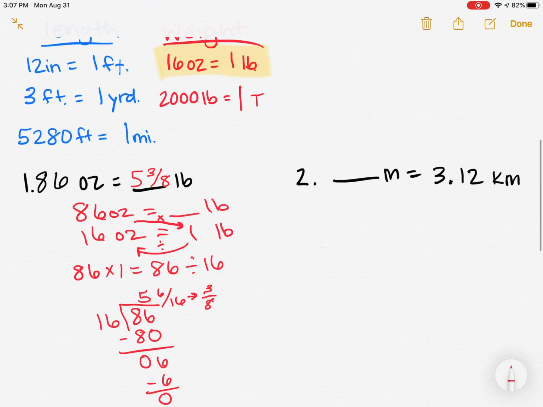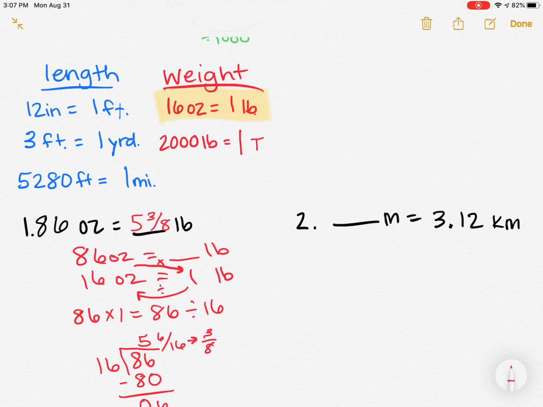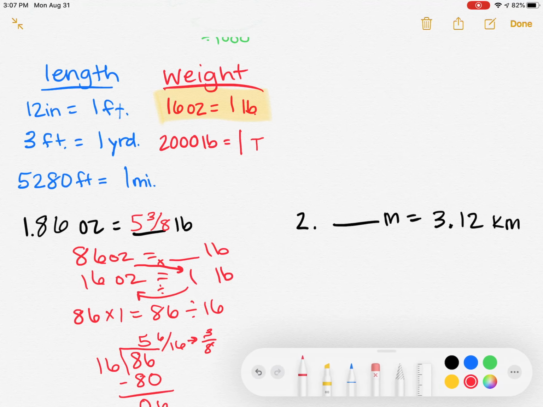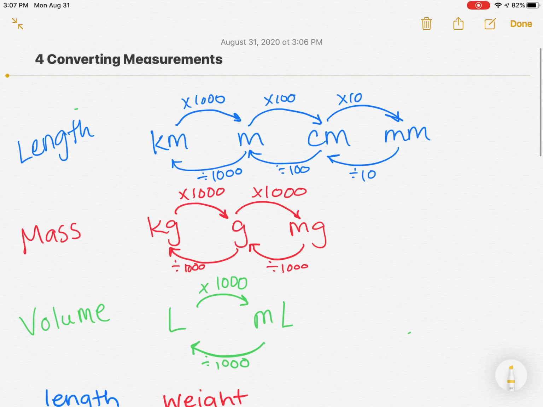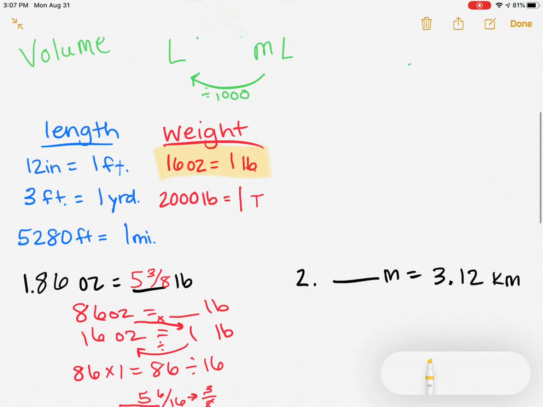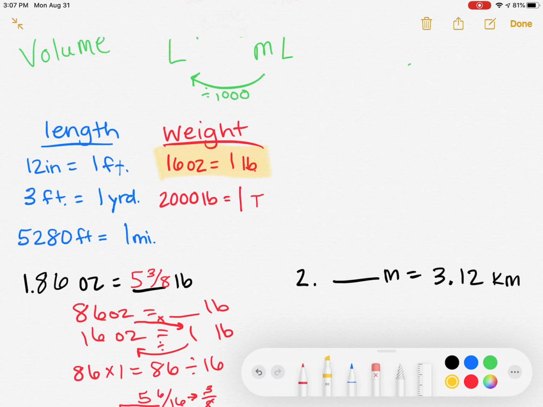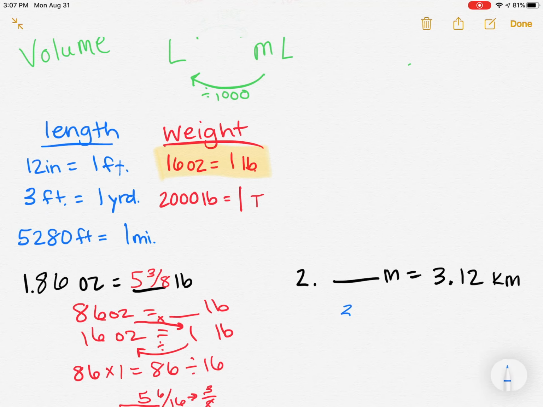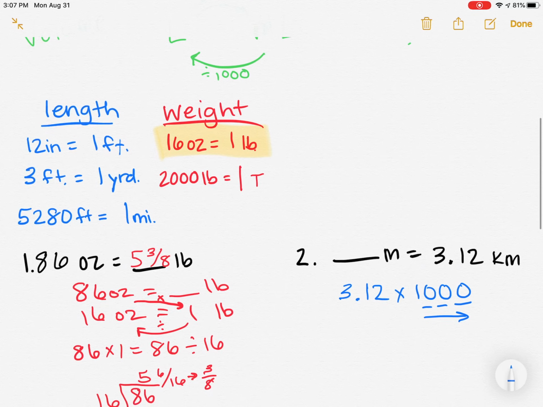Number 2, we are converting meters to kilometers. The problem is an unknown amount of meters is equal to 3.12 kilometers. Let's look in our conversion above to find kilometers to meters. Kilometers to meters. We must multiply by 1,000. Let's do just that. 3.12 times 1,000. We know if we're multiplying, our decimal point is going to the right. And we need to go to the right 3 spaces.